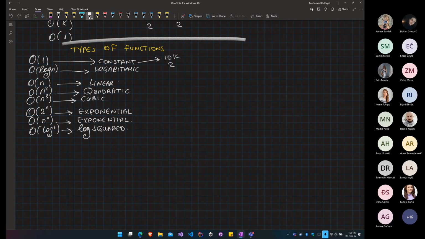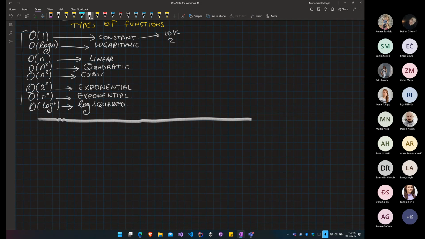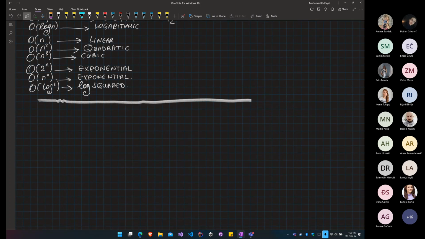Now I will go ahead and talk about asymptotic notations. But in order for me to talk about them, I need to order these functions. So I will take them and sort them from the smallest to the largest. Now we get to the actual meat of the subject.